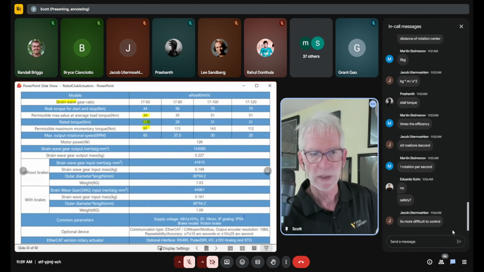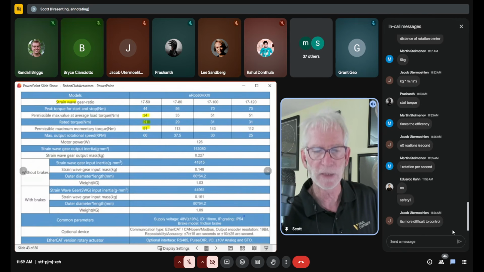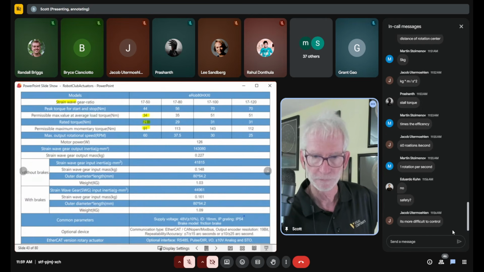And again, exactly like Randall said, look at the speeds. Just because it lists those speeds doesn't mean it can always do it. It's going to depend upon where it is in the cycle and exactly what the loads are at the same time.